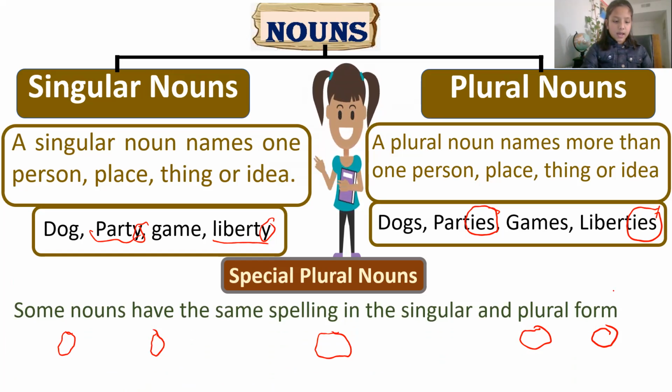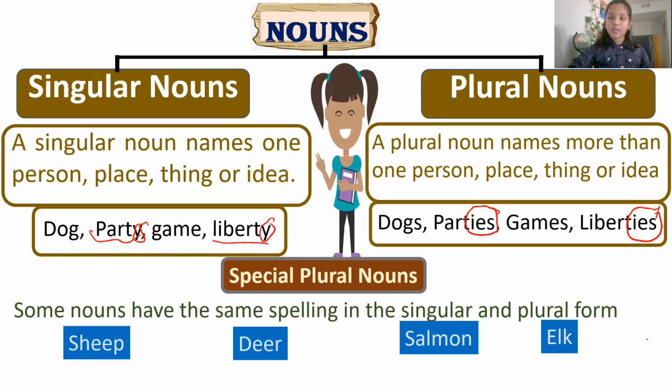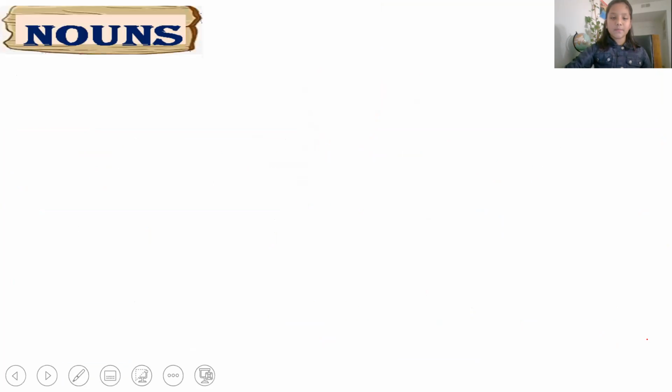Some nouns have the same spelling in singular and plural form, like sheep, deer, salmon, and elk. What it means is sheep is singular. Sheep can also be used as a plural too. It's the same. Sheep is the same in singular and plural. We don't change anything here. Neither do we with deer, salmon, and elk.